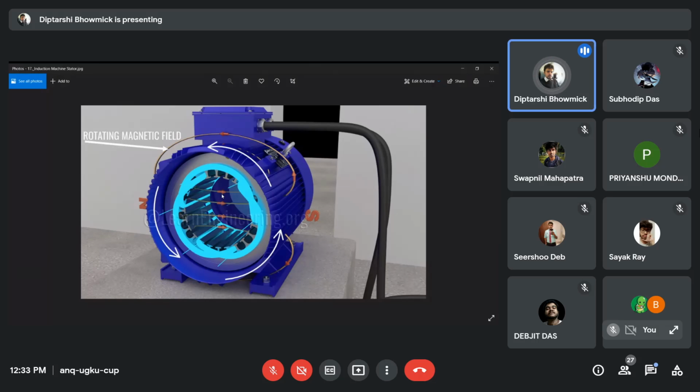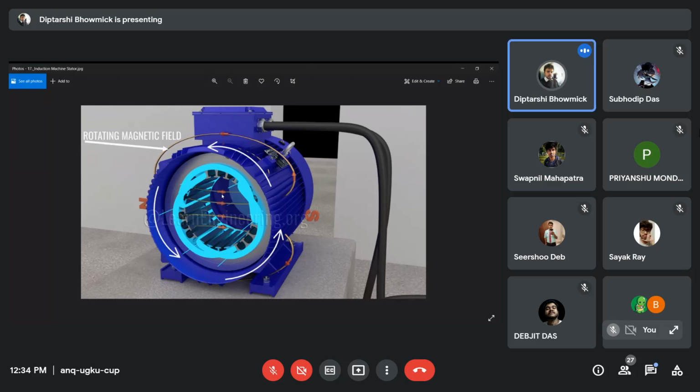But for the induction machine, you don't have to give separate supplies to the two kinds of windings. You have two windings over here, one is the stator winding and one is the rotor winding, of course. But if you give the three-phase supply to the stator winding, the rotating magnetic field will be created, and that rotating magnetic field will make the rotor rotate in its own direction. That means in whichever direction the rotating magnetic field is rotating, the rotor will rotate in the same direction.